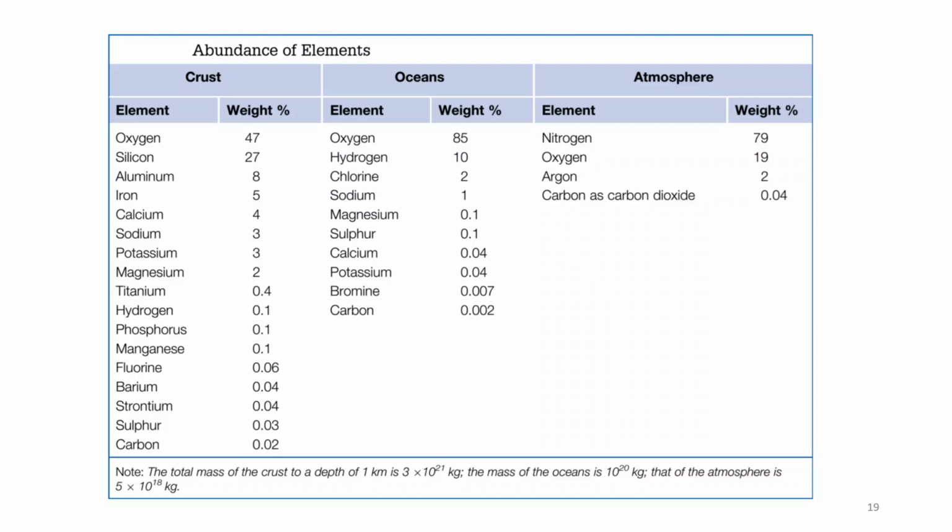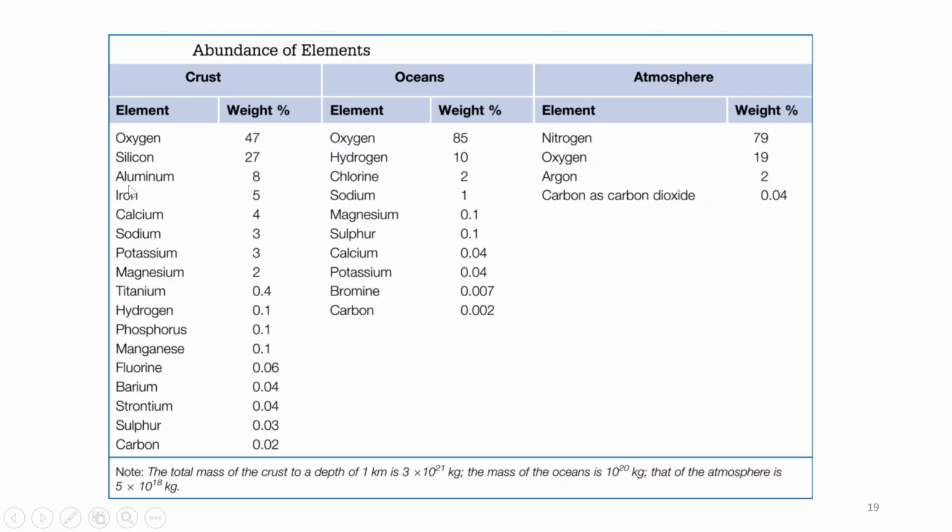Next is abundance of elements. I have covered this already. In the case of the earth's crust, oxygen is the highest. There are silicon oxides. In silica you have oxygen, in aluminum oxide, in iron oxide, all these consist of oxides. So oxygen is found in oxide forms. And then second, you have silicon. Silica is mostly found in soil, so silicon is the second most abundant.